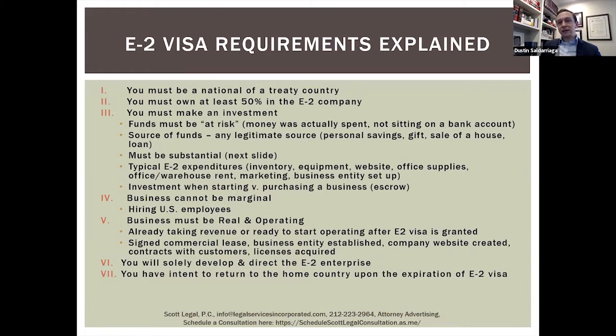Second, you must own at least 50% of the E2 company if you are applying for an E2 investor visa. You need at least 50%. So you can be a 50-50 owner with a co-owner. The moment that your ownership drops below 50%, you are disqualified from the E2 visa. So if you are granted an E2 visa, keep an eye on the ownership amount, particularly if you're in a high growth business where you're welcoming outside investors, for example.